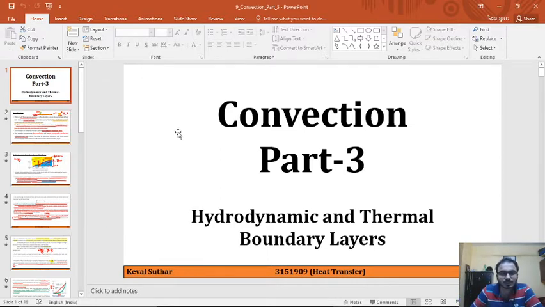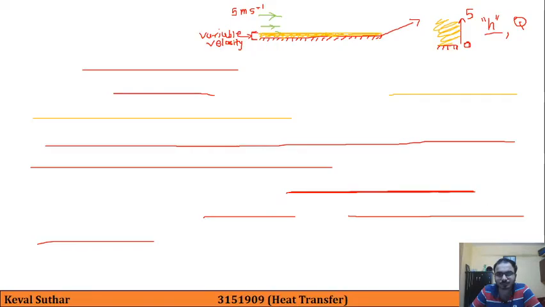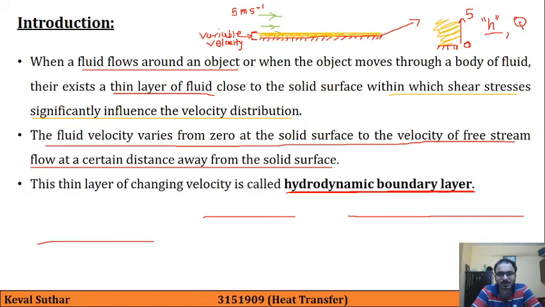So we will first do a quick revision of our previous topic and then we will start with our new topic. In our previous lecture, we started with the introduction of this chapter, that is, whenever a fluid is flowing above a solid body, then there will be a specific region where a velocity gradient is observed, and this region is known as the hydrodynamic boundary layer.